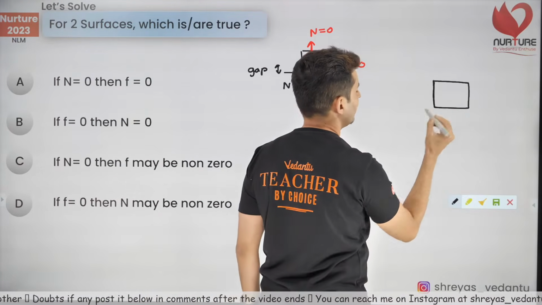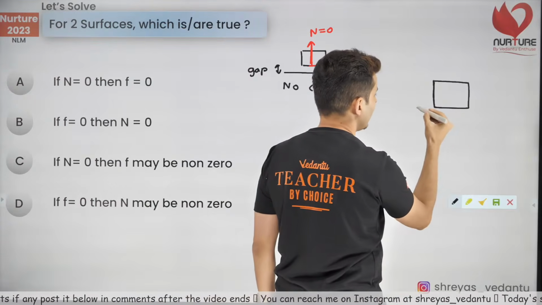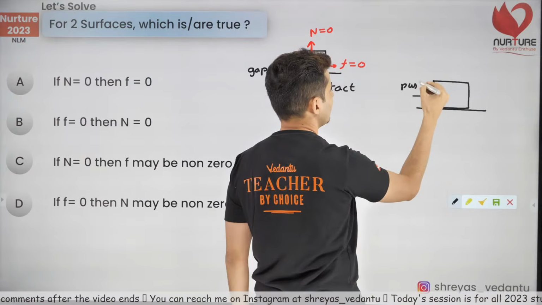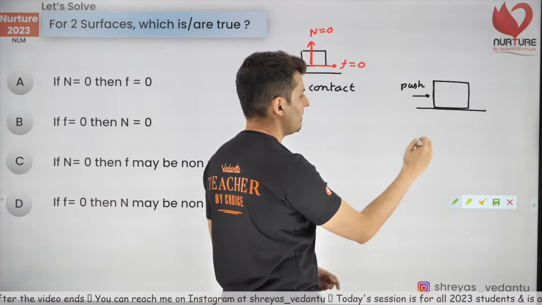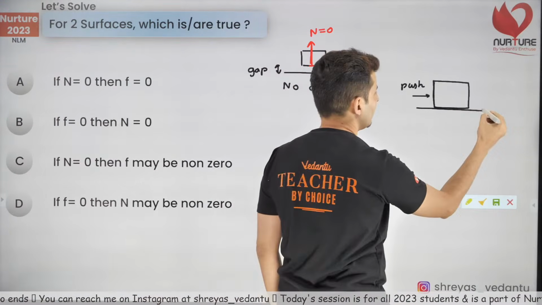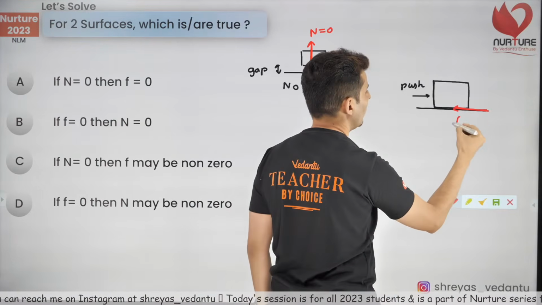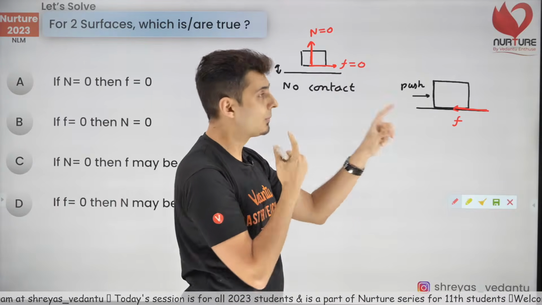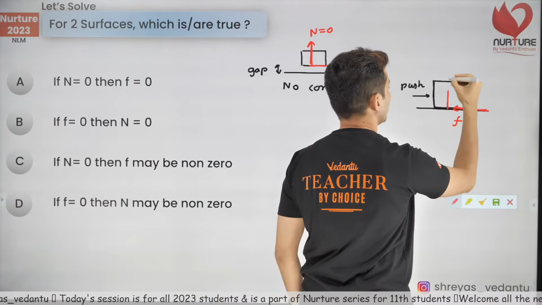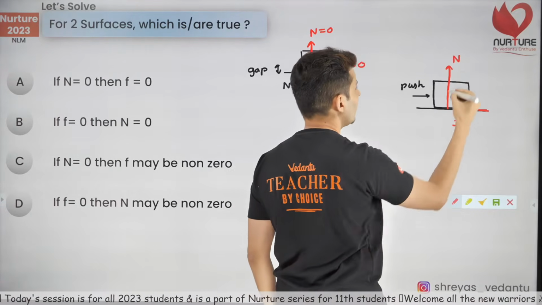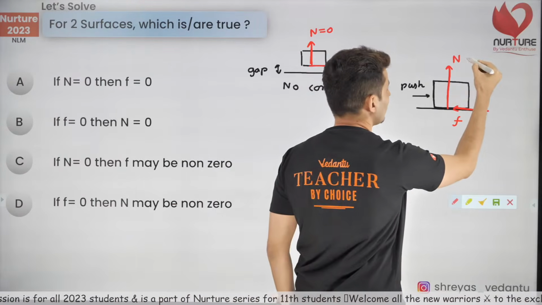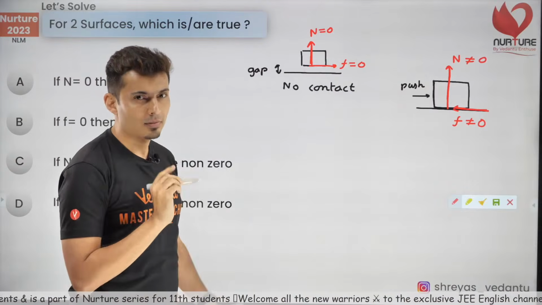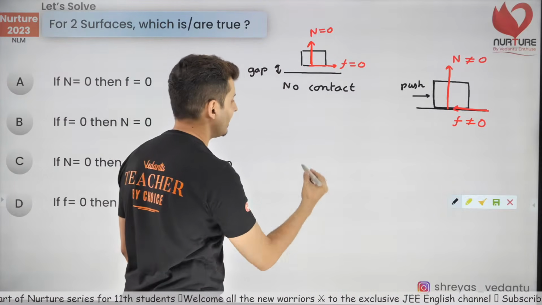Cool. Let's take another example. I have a block and let's say somebody is trying to push it. You push it like this. So guys, what will happen? If you push it, then the friction will oppose that. You will try to push it over here, friction will oppose that, correct? And there will also be a normal force over here. So normal is also there and friction is also there. Fair enough. Let's try to analyze all the different scenarios.